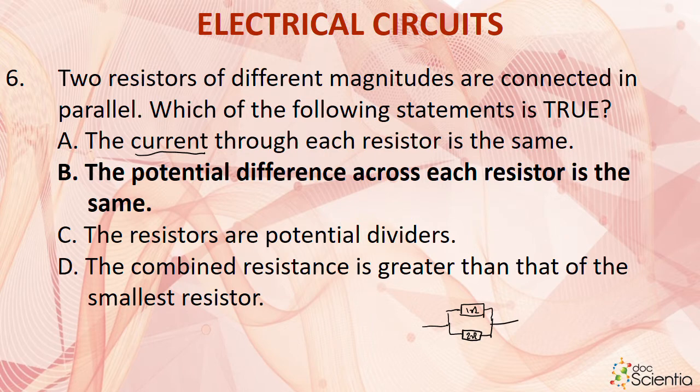Okay, so it can't be A, because on A the current will be different for the two because they have different resistance. Okay, B says the potential difference will be the same. Does everybody understand why that one must be true? Because in parallel the potential difference is the same everywhere. The resistors are potential dividers? No, they are what dividers? Current dividers. The combined resistance is greater than that of the smallest resistor. Not true, because remember, if you add something in parallel, you decrease resistance. If you add something in series, you increase resistance.